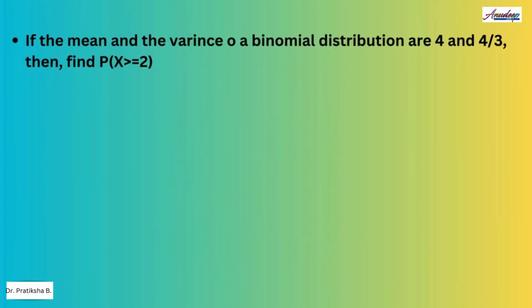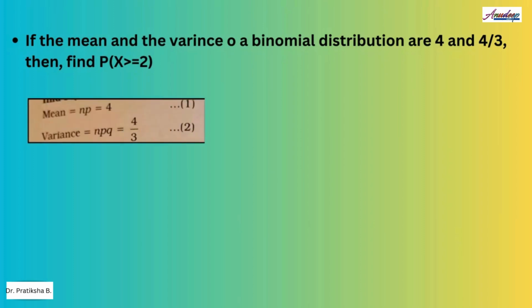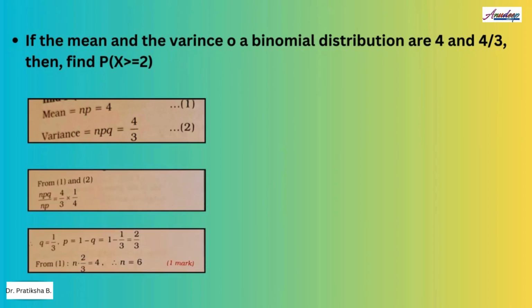If the mean and the variance of a binomial distribution are 4 and 4 by 3, then find the probability that x is greater than or equal to 2. So again, you have been given the values of mean and variance. We can equate them using the formulas. Mean is np equal to 4, variance is npq equals 4 by 3. Now when you take the ratio, you get the value of q, that is 1 by 3. And you can obtain the value of p by subtracting q from 1, so you get 2 by 3. So you have the values of p and q with you. You can very well find the value of n, that is 6.